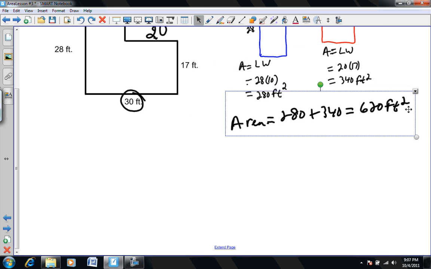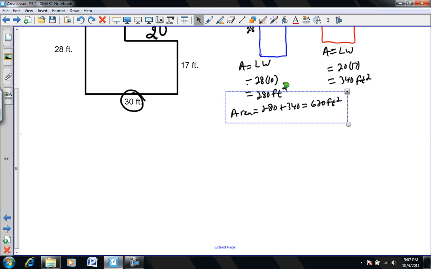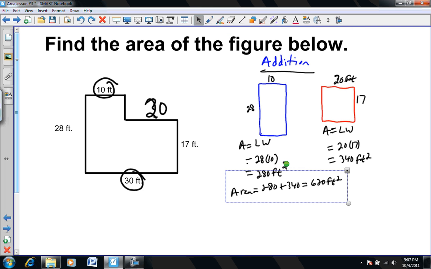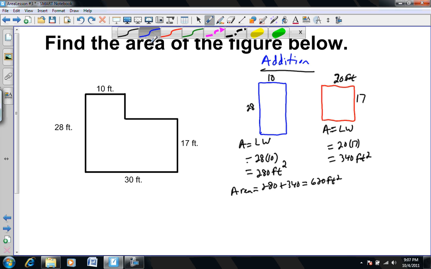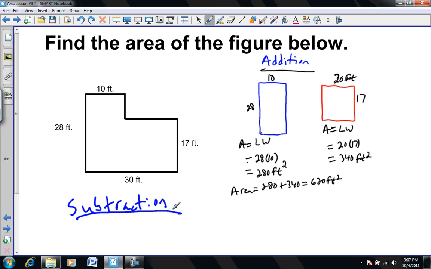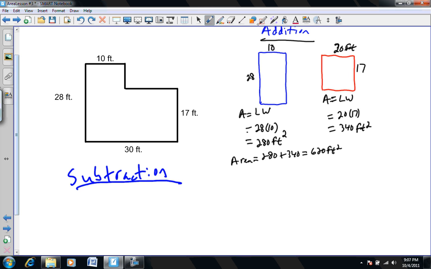Okay. Because I'd like to show you my second strategy for finding the area. Sometimes when you find areas of irregular shaped objects, instead of using addition, you might like to use a strategy that is very similar. It is called subtraction. Subtraction works like this. If I take a look at this object, I see this really big rectangle right here.